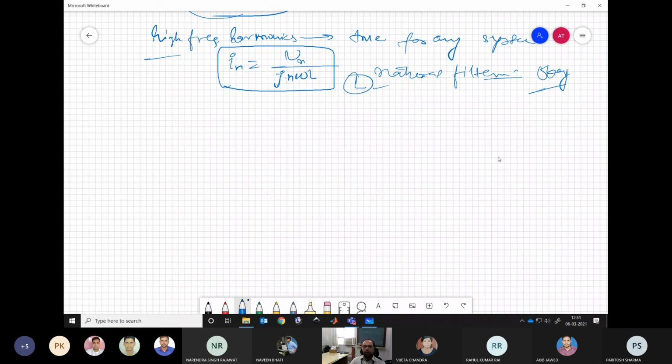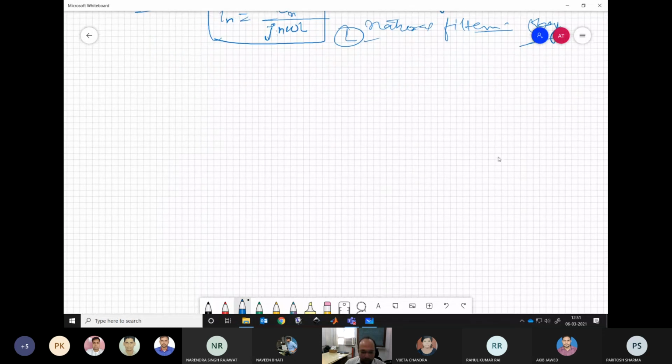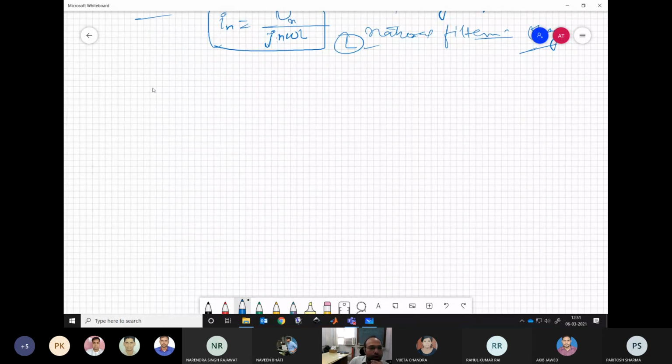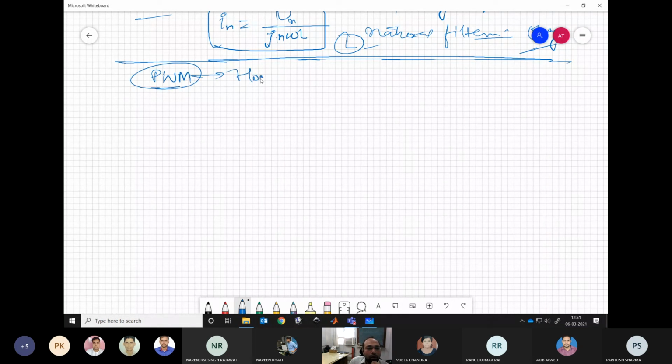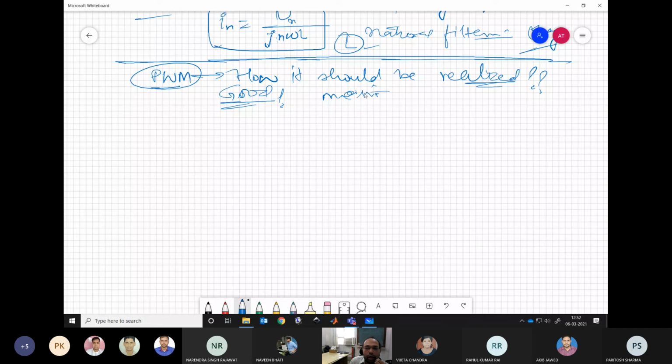Now we will understand a few things related to the waveform. How can we avoid some of the harmonics in the system, or actually, what properties should our PWM waveform have? How should it be realized? What is called a good PWM waveform? And what is the metric of that goodness factor, what we can say?